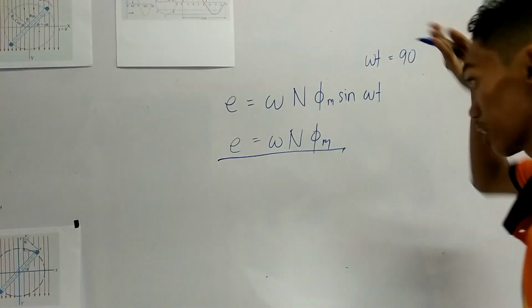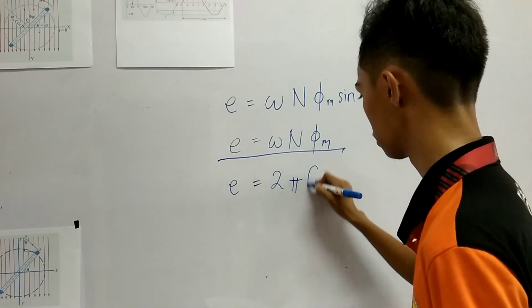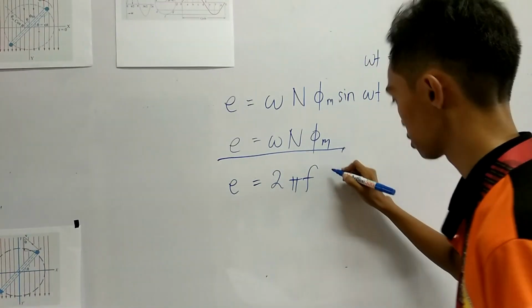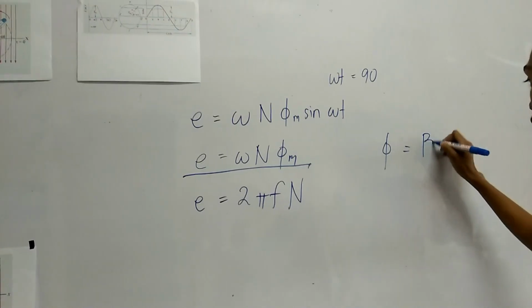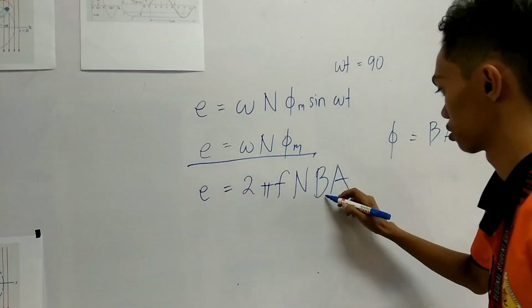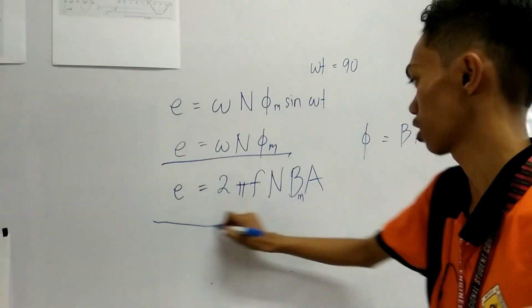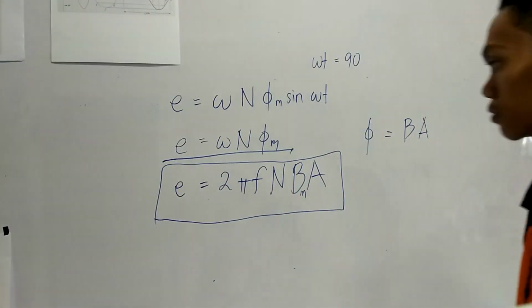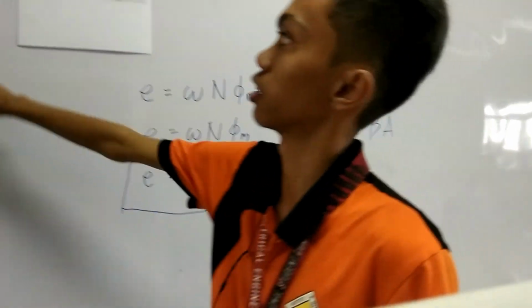In short, we can say that the induced voltage is equal to 2 pi f, which is equal to omega, times N, and since flux is equal to magnetic field times area, B A. Also, this is the maximum magnetic flux. So this is our final equation for the maximum voltage induced in the rotation of a coil.